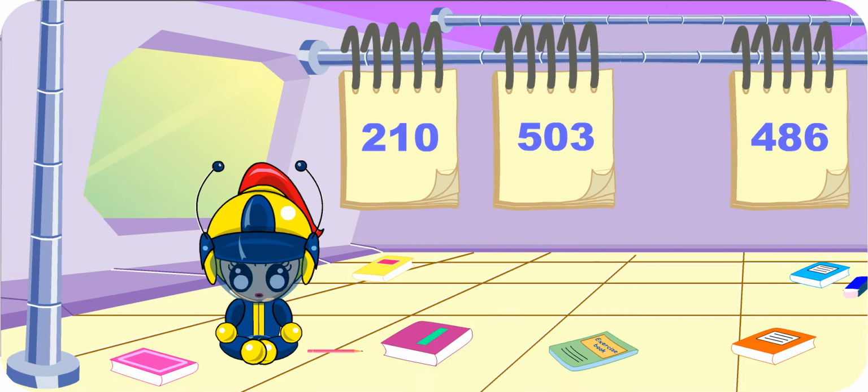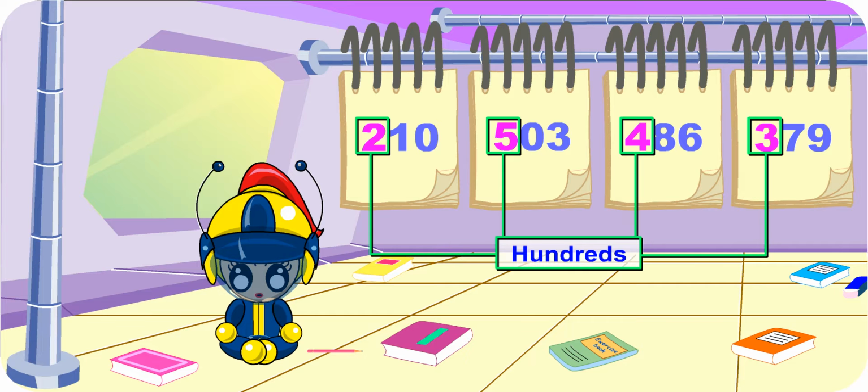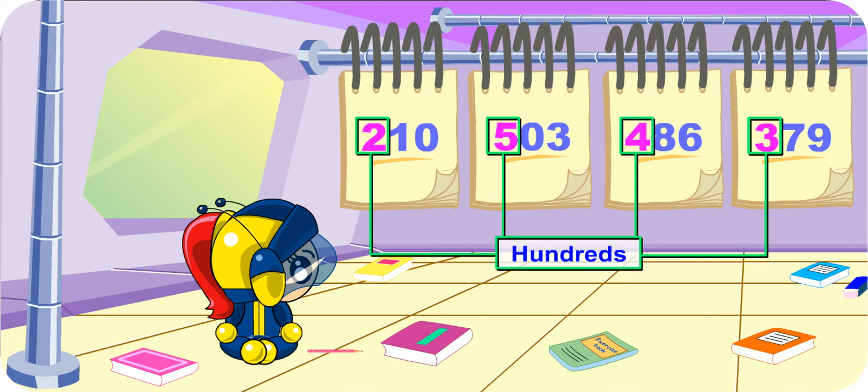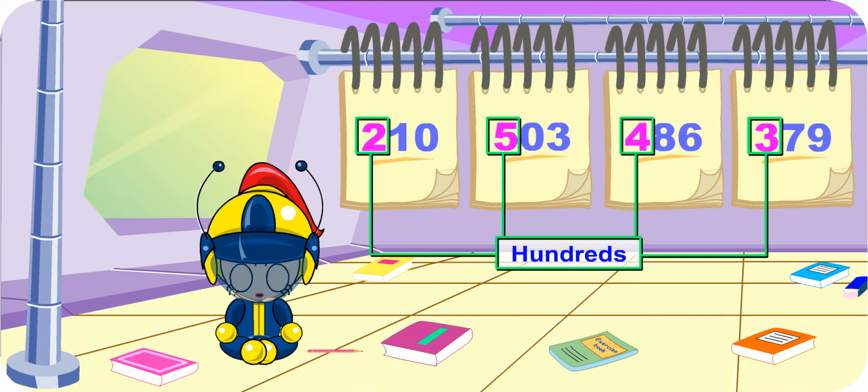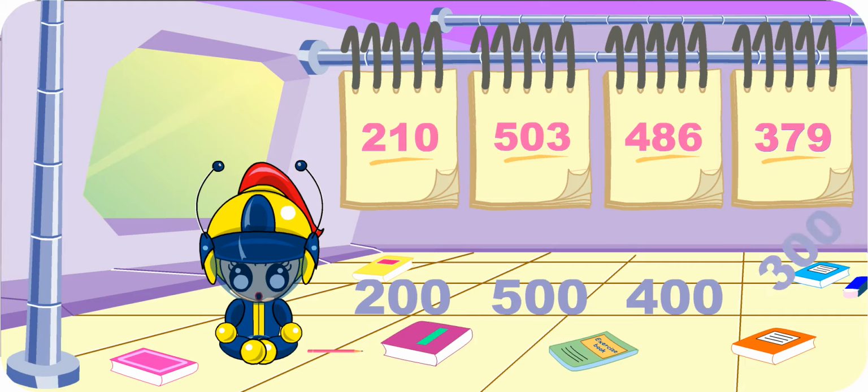Look at the list again. Look at the first digit. In this case, it will be the hundreds. Are the numbers arranged from the smallest to the biggest? 210 has 2 hundreds, 503 has 5 hundreds, 486 has 4 hundreds, and 379 has 3 hundreds.